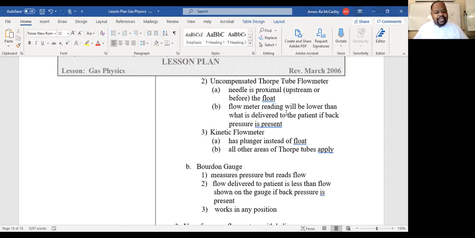Then they have what's called a kinetic flow meter, which is not a Thorpe tube, but it's a kinetic. It has a plunger instead of a float. It kind of looks like a Thorpe tube, but instead of a little float ball in there, there's a plunger. Like when you take medicine in a syringe, that little black rubber inside of a syringe is called a plunger, right? And so it works the same way, like you're pulling the CCs in a syringe, except it's a plunger in there. So as the plunger rises, that's higher flow, or as the plunger goes down, that's less flow. So instead of a ball, they use a little rubber plunger. That's called a kinetic flow meter.